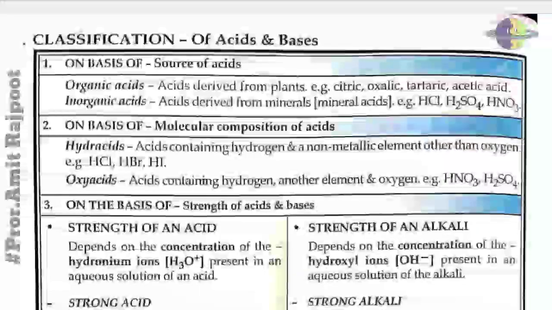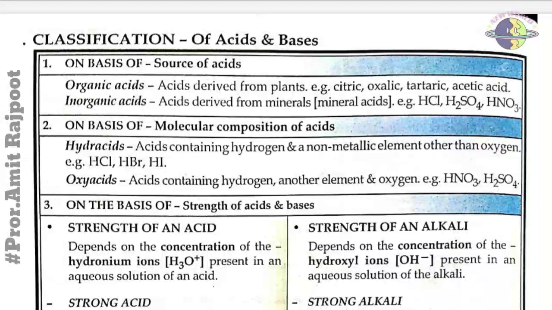Classification of acids and bases. On the basis of source, acids are of two types: organic acids and inorganic acids. Organic acids are the acids which are obtained from plants, such as citric acid, tartaric acid, acetic acid. Inorganic acids are the acids which are derived from minerals, also known as mineral acids. For example, HCl, H2SO4, HNO3.